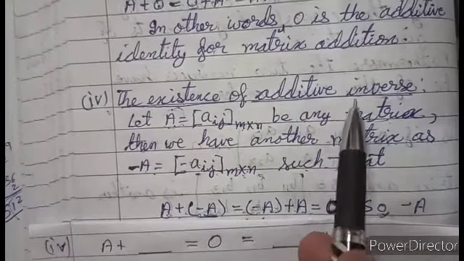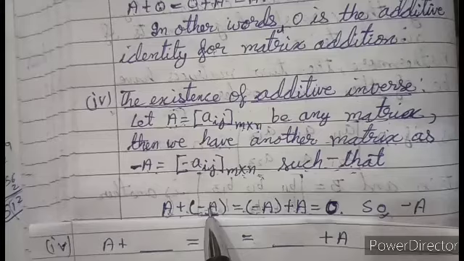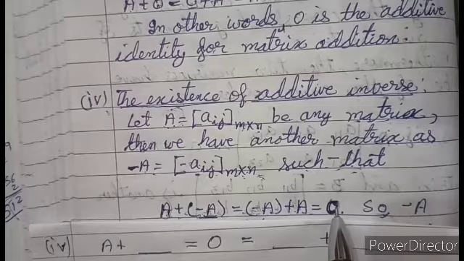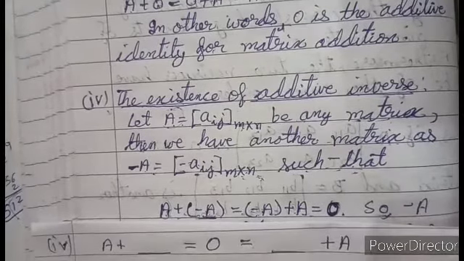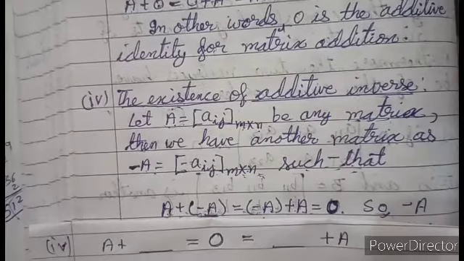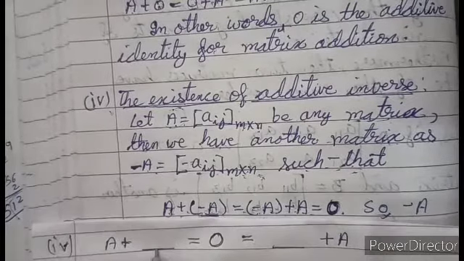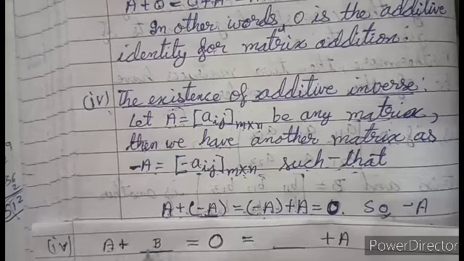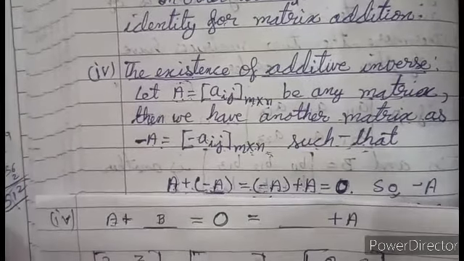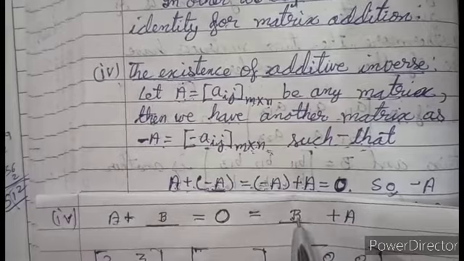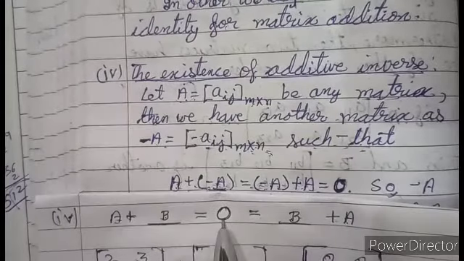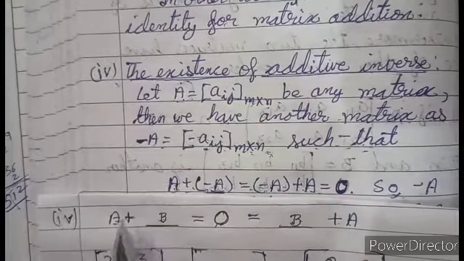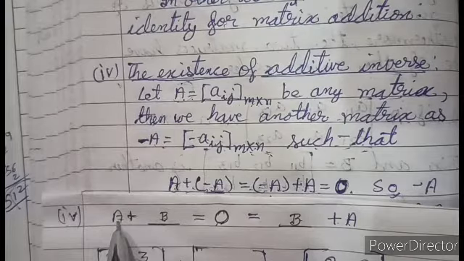Now, the additive inverse of a matrix is the matrix which, when added to the given matrix, gives us the additive identity of a matrix. As we know, the additive identity of a matrix is a 0 matrix. Now we have to find a matrix which, when added to A, suppose that is matrix B. If matrix A added to matrix B gives us the 0 matrix, or if matrix B added to matrix A gives us the 0 matrix, then we can say B is the additive inverse of matrix A.